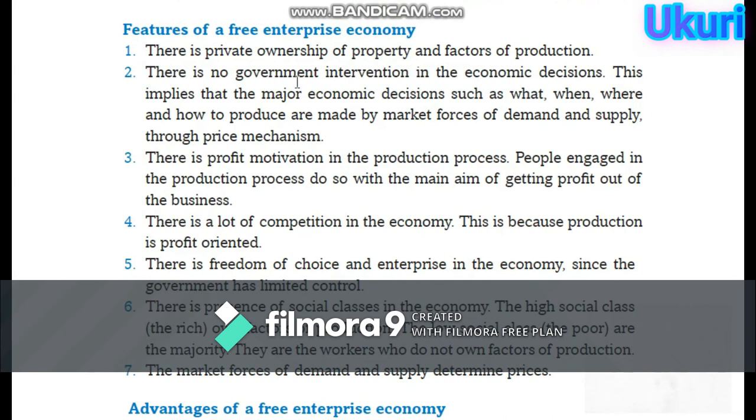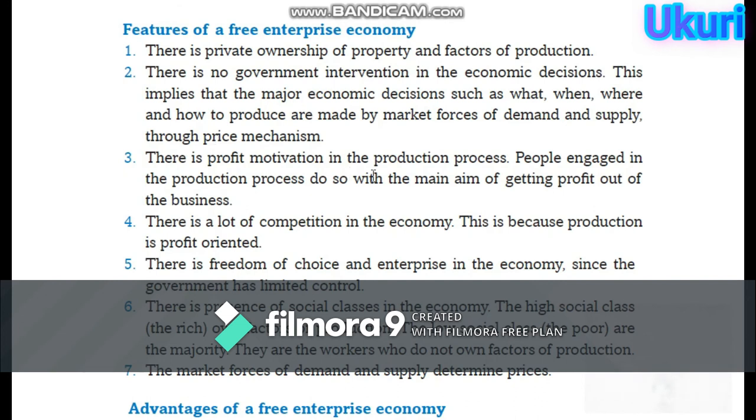So there are features of free enterprise economy. There is private ownership of property and factors of production. There is private ownership, kuvuga ngo umutungo aba ari umuntu ku giti cye, nta wundi wivanze, and factors of production. There is no government intervention in the economy, in economic decisions. Kuvuga ngo mu bikorwa byose bagenda bakora n'imyanzuro bagenda bafata, ntago government ibigiramo uruhare.